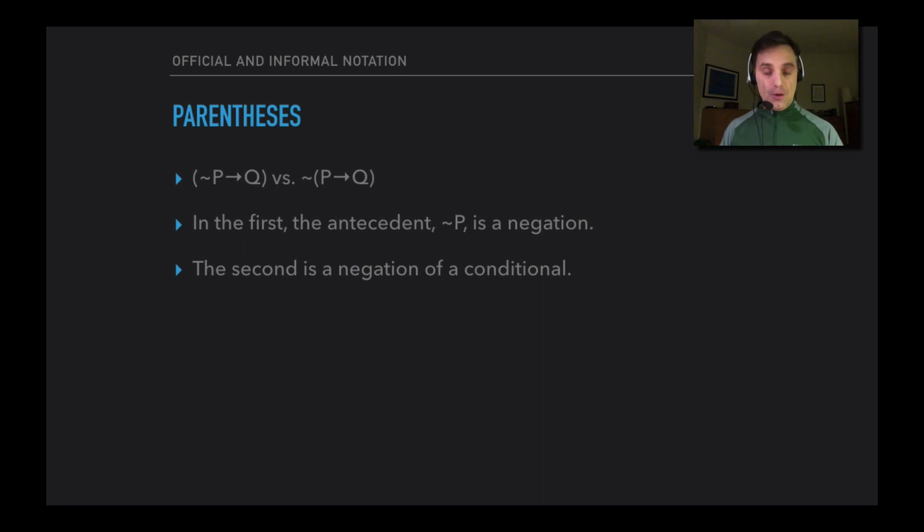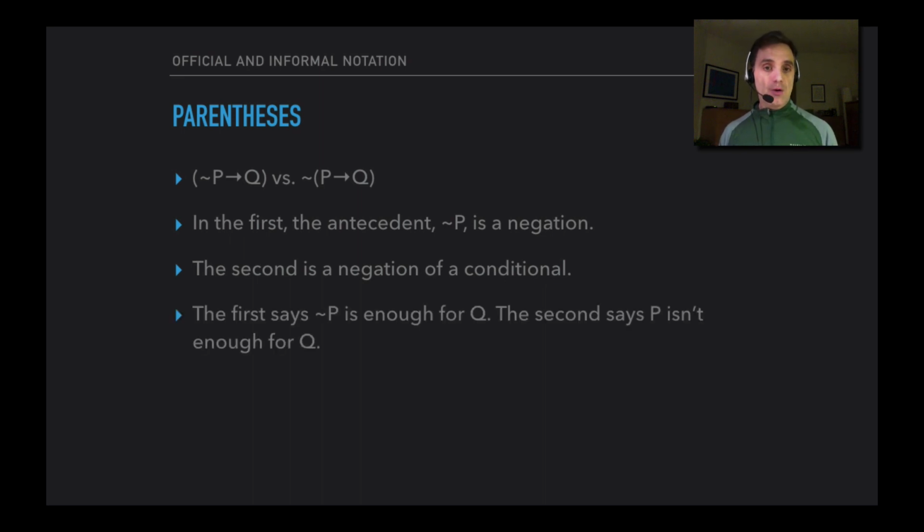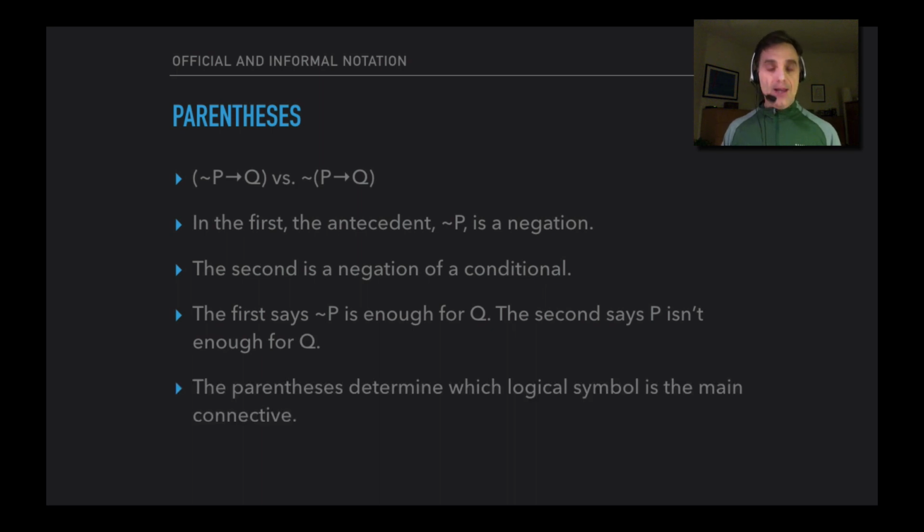That's the difference we saw in the previous video between "if I don't eat a cookie, I'll be happy" and "it's not the case that if I do eat a cookie, I'll be happy." Those said different things, and we want our logical language to distinguish between those two in a way that's not ambiguous. The first says that not P is enough for Q, and the second says that P isn't enough for Q. It's the parentheses that make them do different things, and they tell us which of the logical symbols is the main connective, or the main operator.